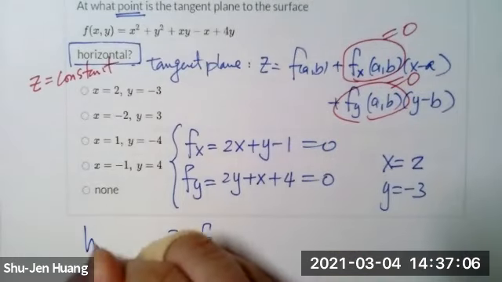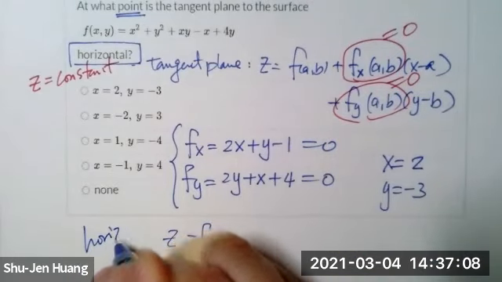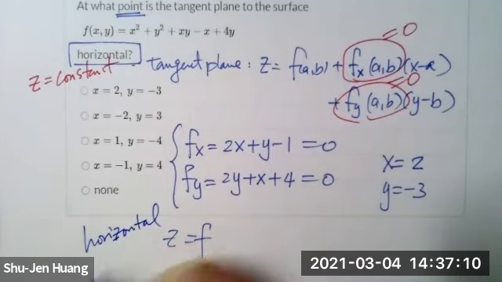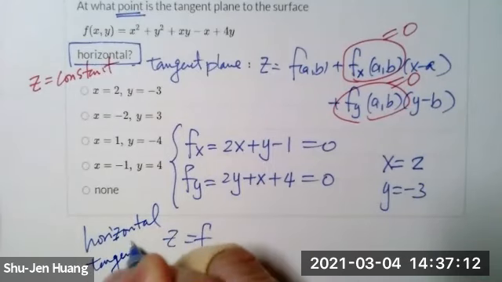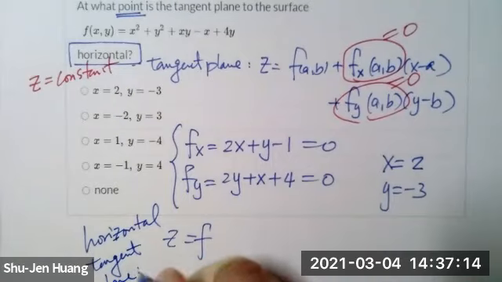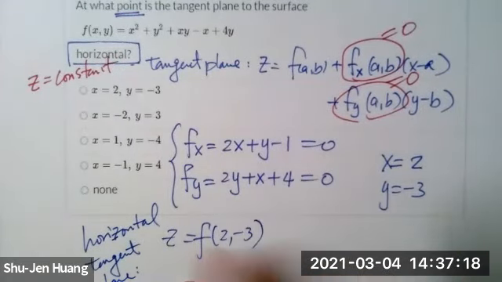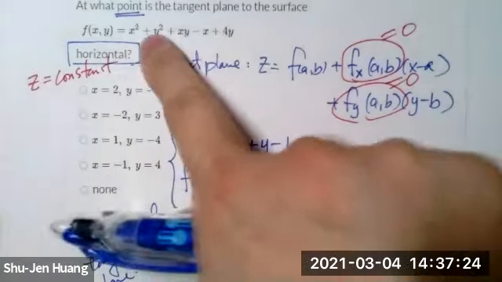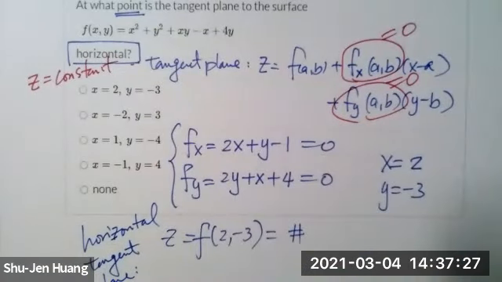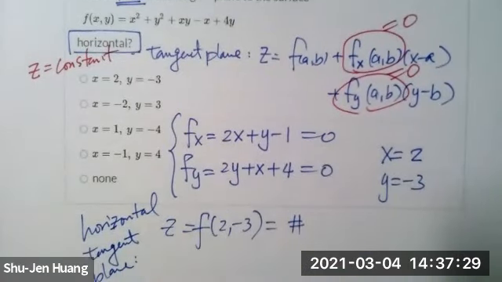If you want to find the horizontal tangent plane equation, you just plug the x value and the y value into the original function, and that will give you a number. You can do the calculation by plugging in x equal 2, y equal minus 3, and this will give us the horizontal tangent plane equation. Is that good? So this is question number 8.